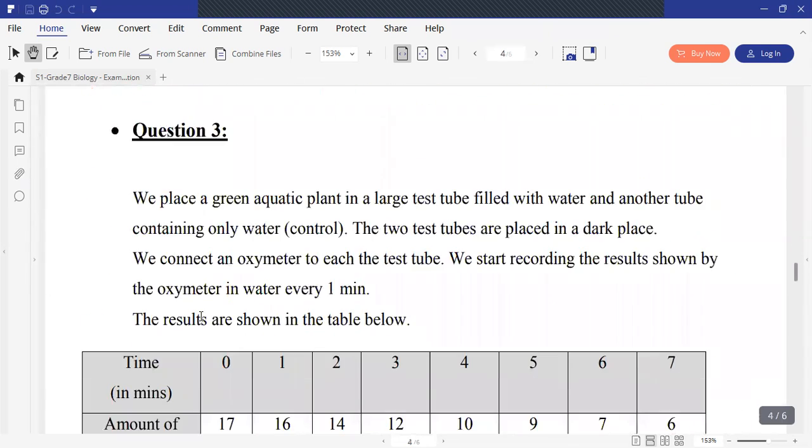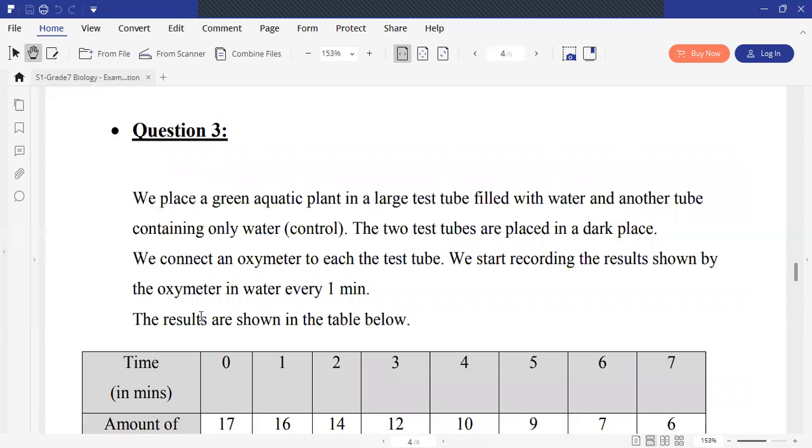Question number 3. We place a green aquatic plant in a large tube filled with water and another tube containing only water. The two sets of tubes are placed in a dark place. Why in the dark? To make the medium like the one during the night. So in darkness, we connect an oximeter. The function of the oximeter is to measure the level of oxygen gas.